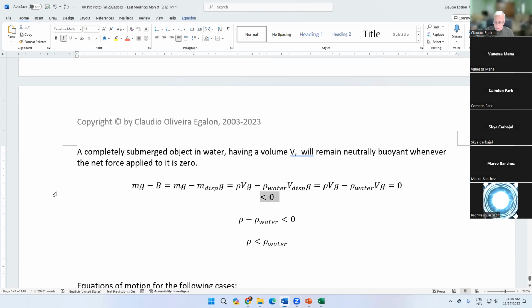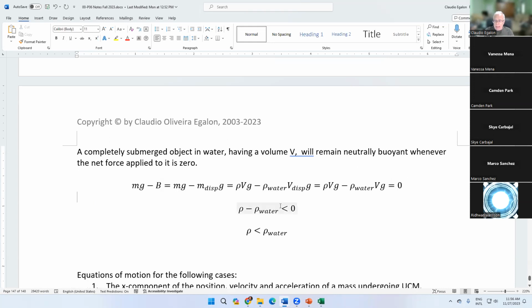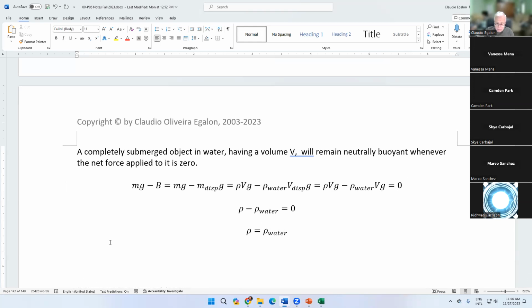And so what do we conclude? We conclude that the object will be neutrally buoyant whenever the density of the object is equal to the density of water. And that's something that you can practice in the swimming pool. Make sure that you're not going to drown, right? How?